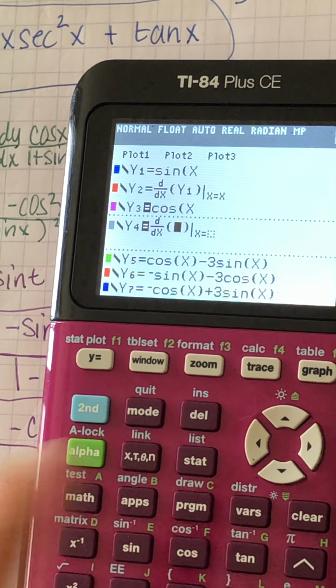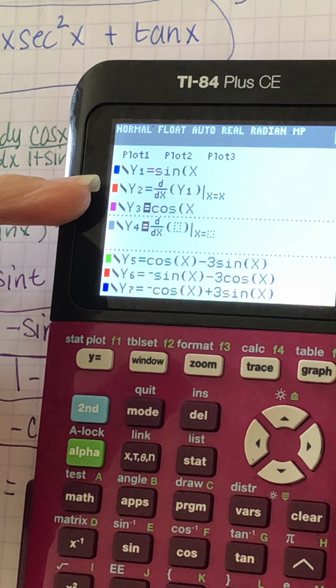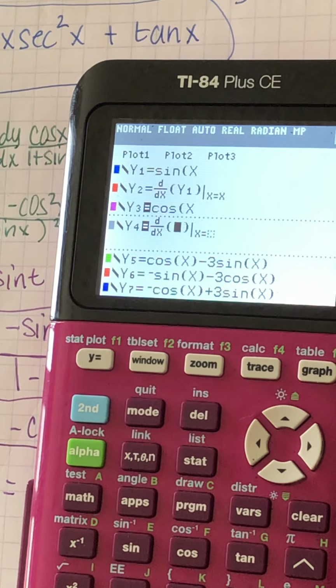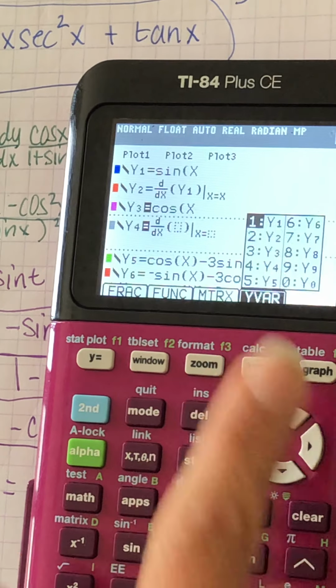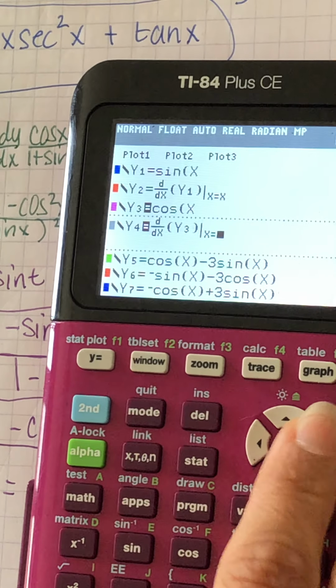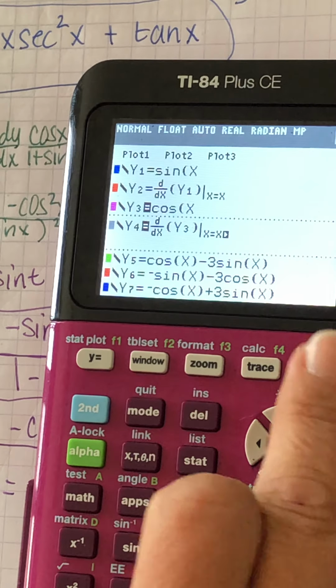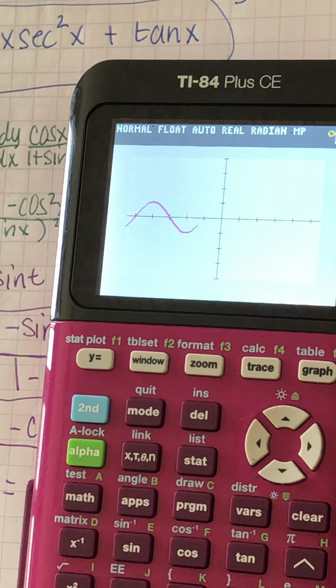So now when you do alpha trace, I want the calculator to find the derivative of the function that's listed in y sub 3. So I'm going to do alpha trace, and I'm going to choose y sub 3. And there's my cosine curve. And then here comes my derivative, which is a negative or a reflected sine curve. I like reflected better than negative.